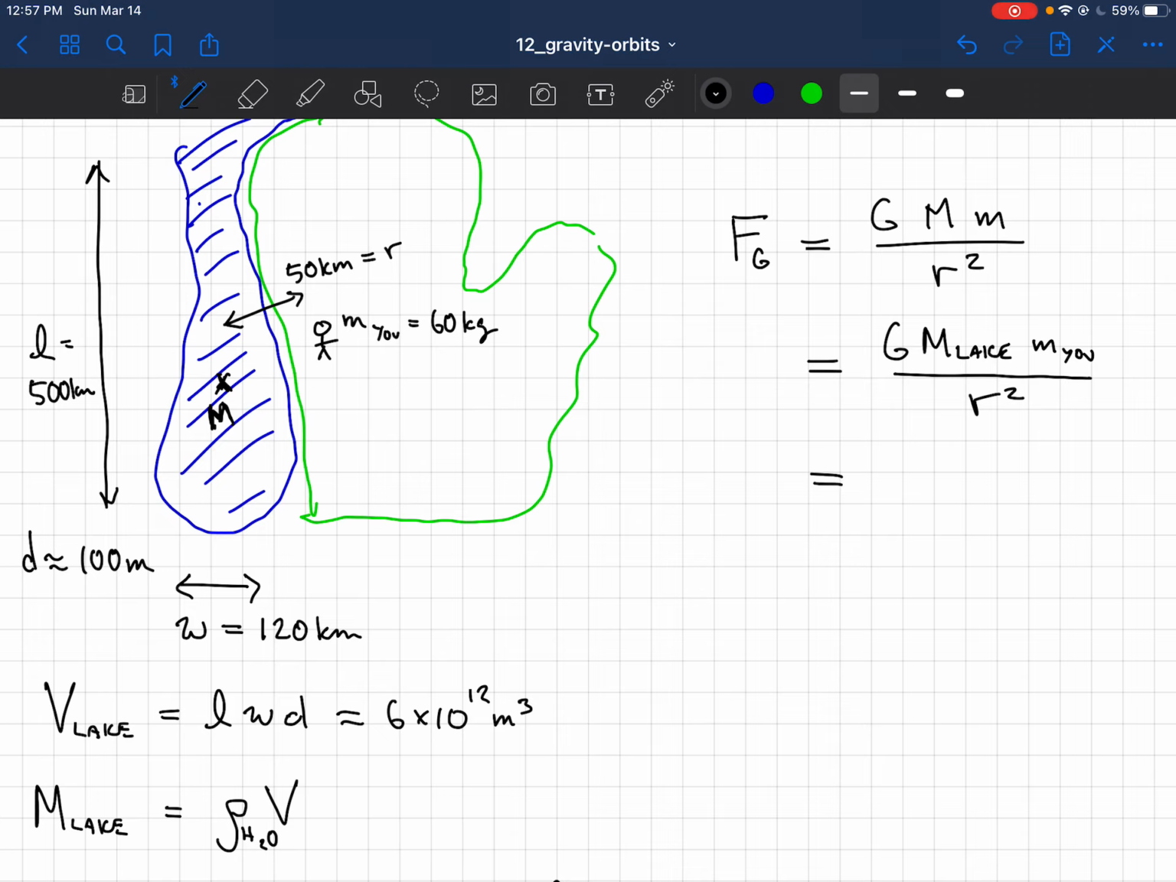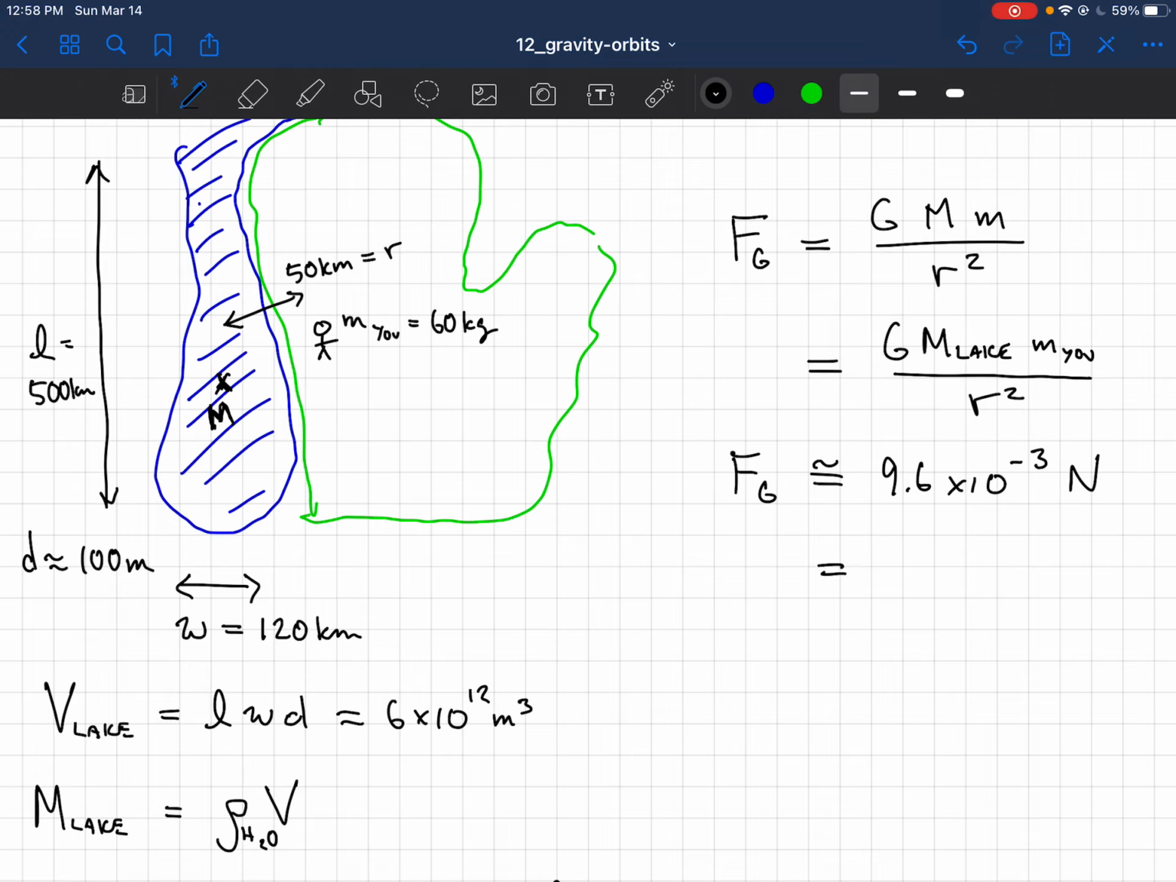So what is that force in newtons? Well, we can plug it in. So we have the mass, which is 6 times 10^15. Multiply that by the gravitational constant, which is 6.7 times 10^-11. Multiply that by your mass, which is 60 kilograms. And then divide by the distance, which we said was 50 kilometers, so that's 50,000 meters, and we square that. So we get about 9.6 times 10^-3 newtons.